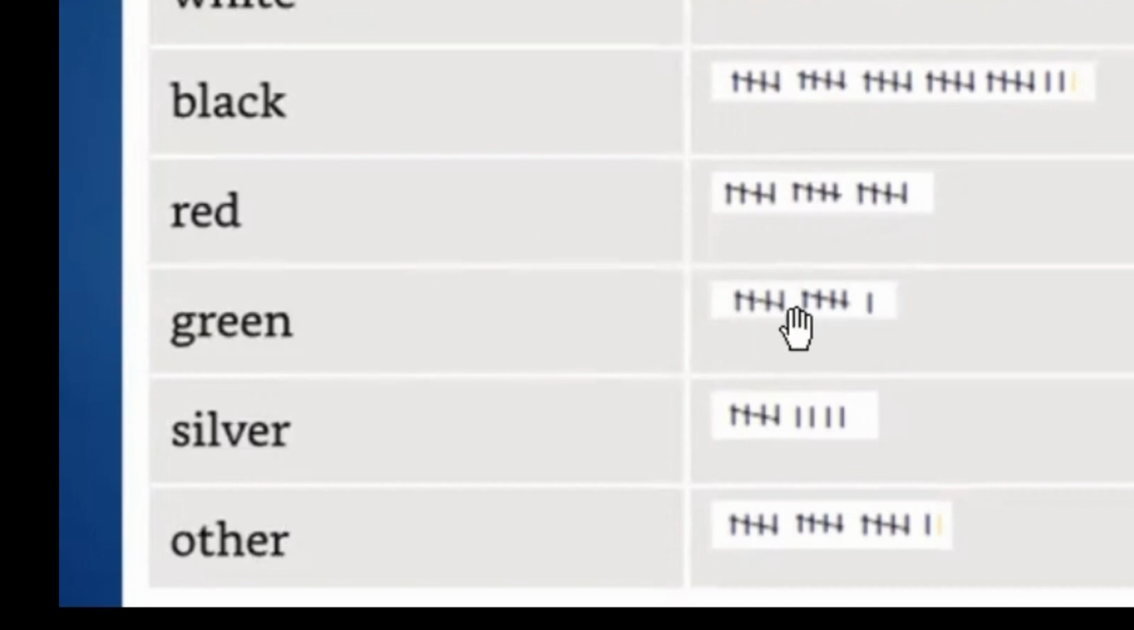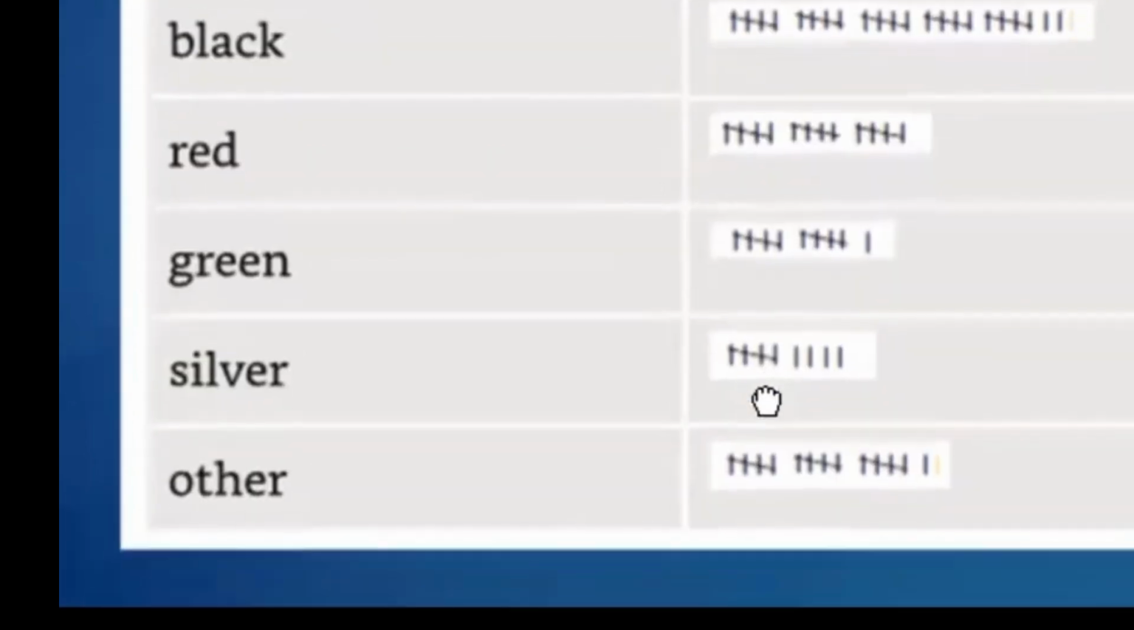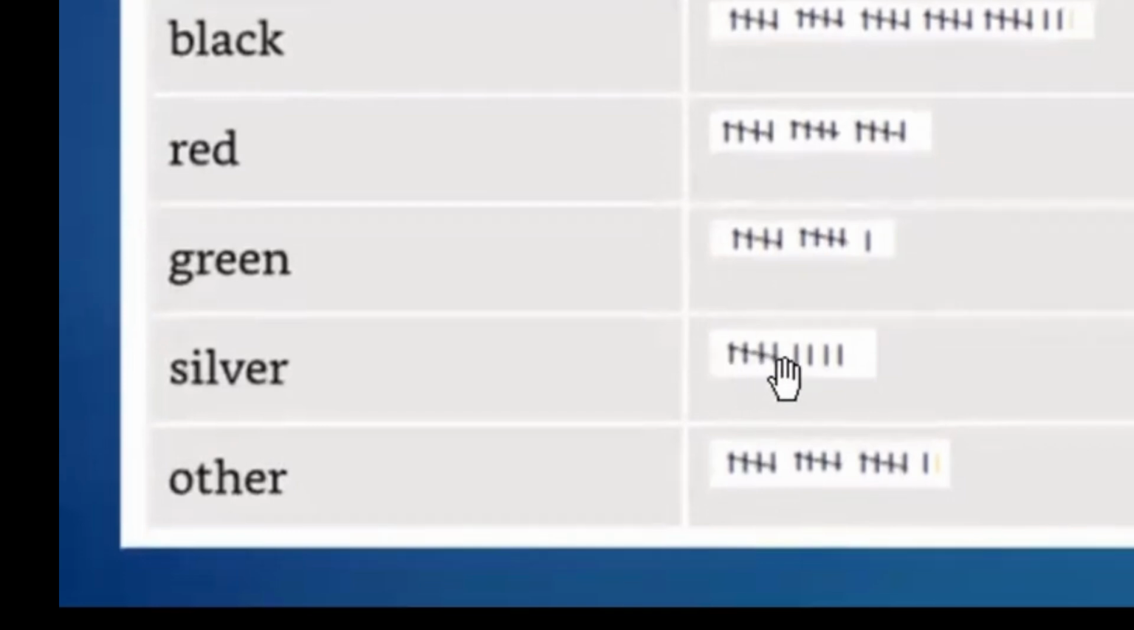For green, 1, 2. 2 times 5 is 10 plus 1, 11. So she saw 11 green cars. For silver, she saw 5, plus 1, 2, 3, 4. 5 plus 4 is 9. So she saw 9 silver cars.